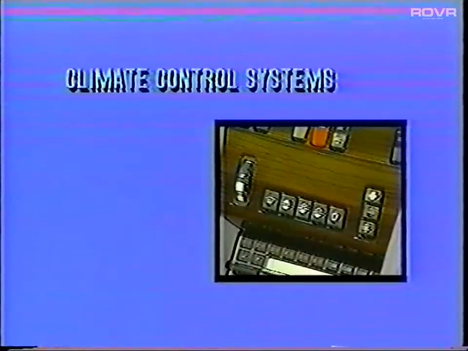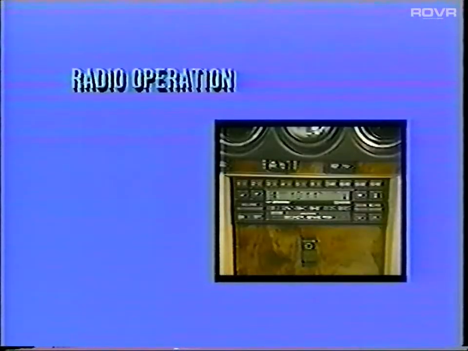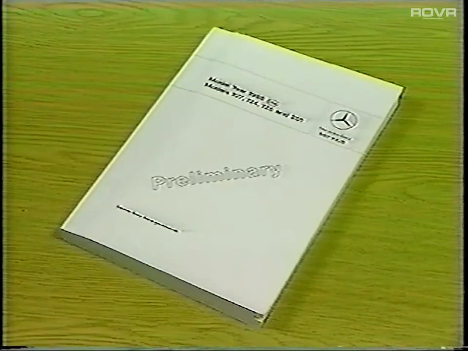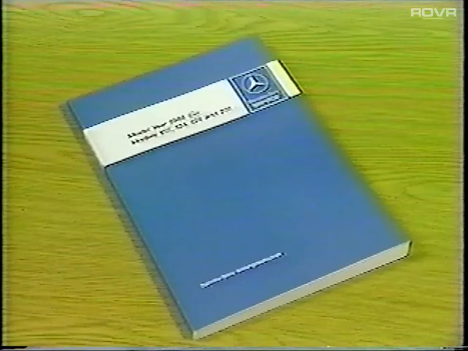Only some of the key points of interest related to the 1988 models have been briefly covered in this program. For more complete information, refer to the preliminary edition of the Model Year 1988 Introduction Manual. Your dealership has received 1 copy. The final edition of the Introduction Manual will be sent to each dealership in the near future. When received, dispose of the preliminary edition.